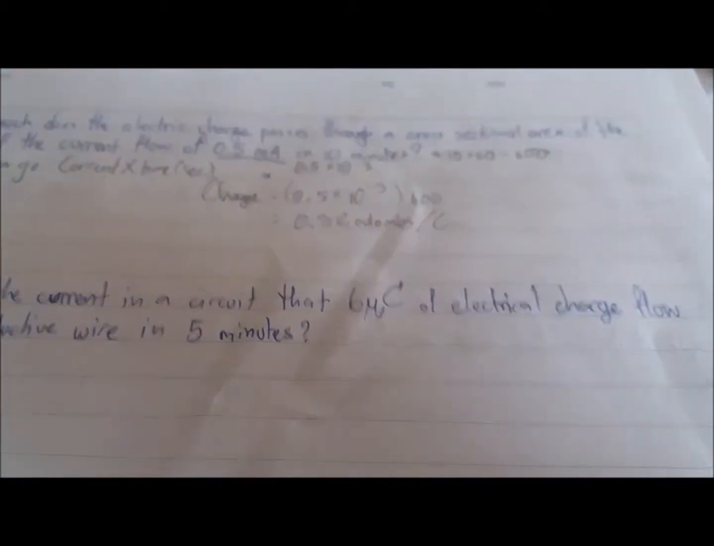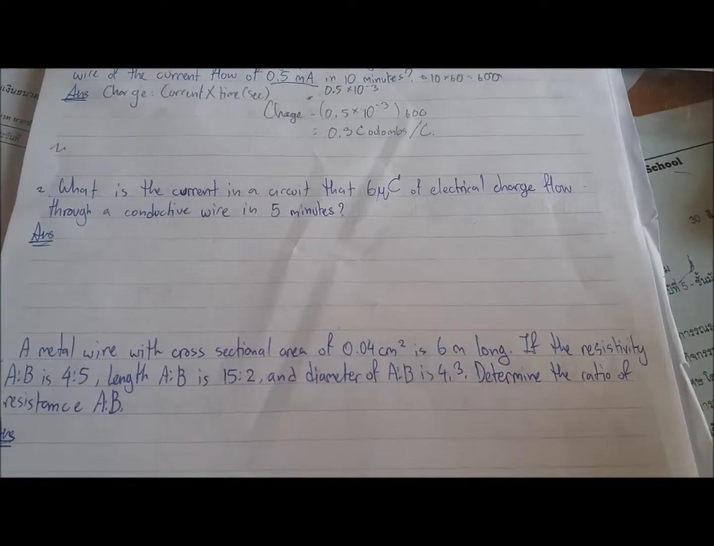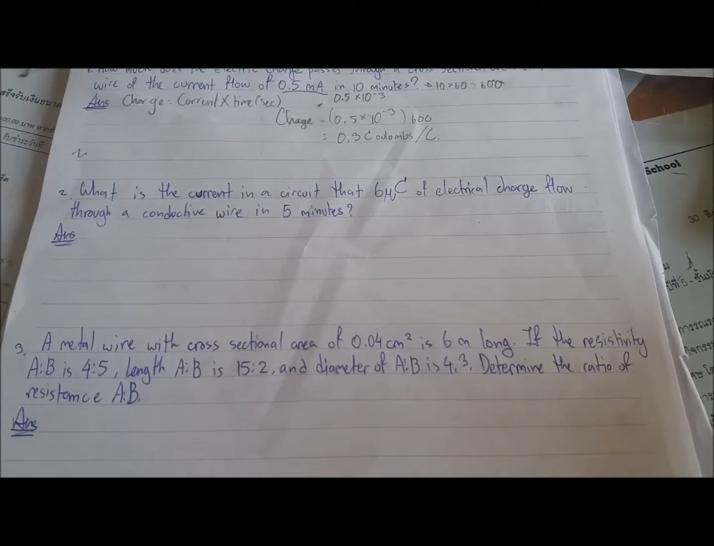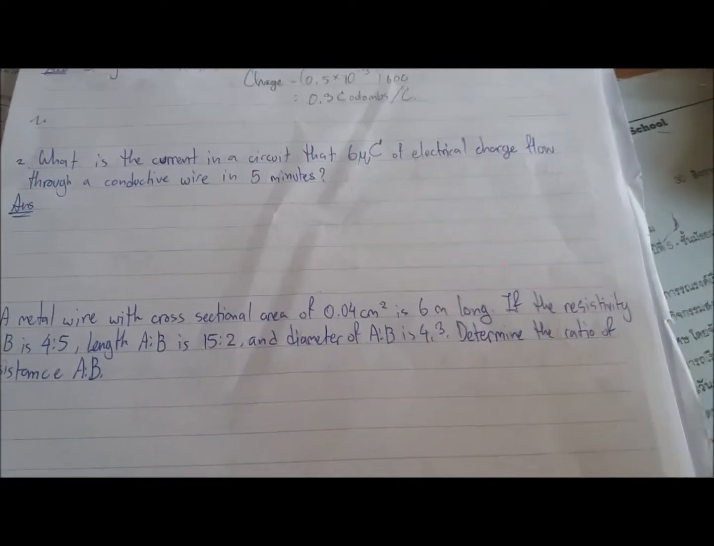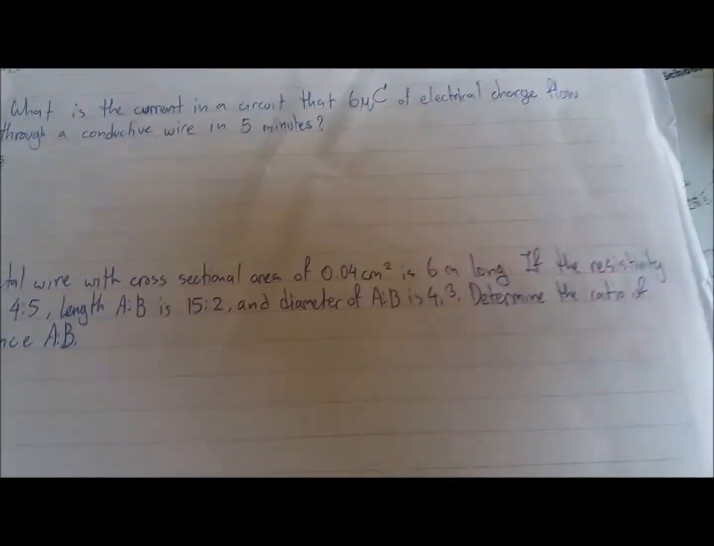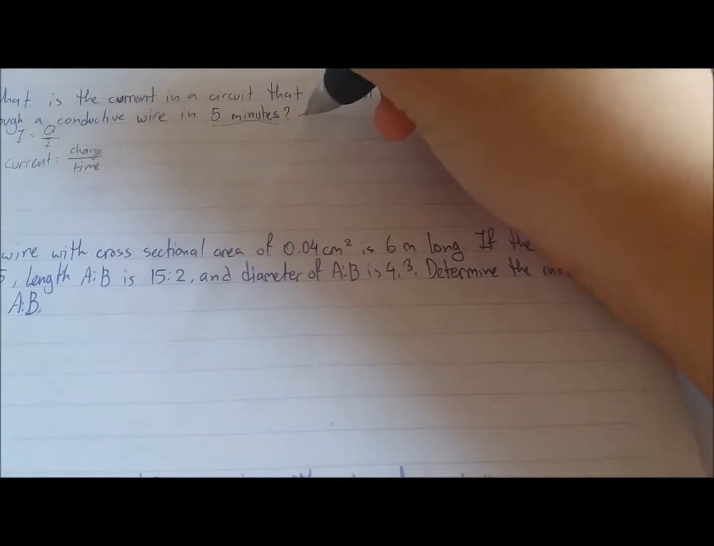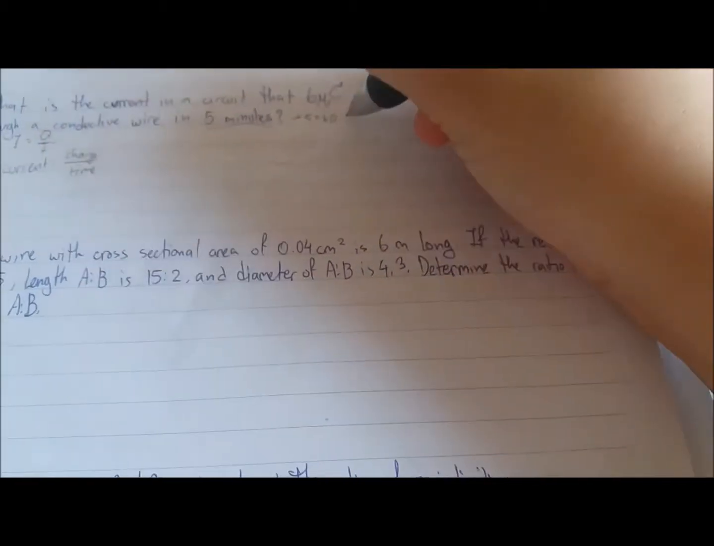or C for short. Now for the second question: what is the current in the circuit if 6 microcoulombs of electrical charge flows through a conductive wire in 5 minutes? For this question, we're going to use the formula I equals Q divided by T, or current equals charge divided by time. We already know that the time is 5 minutes, but we're going to use seconds, so we're going to multiply 5 by 60, so it's 300 seconds.